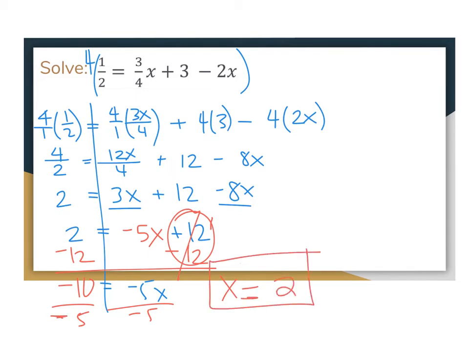Okay, so that's how you would go about solving with fractions. So hopefully this was a great review on how to solve multi-step equations with distributive property, with fractions, variables on both sides, combining like terms.